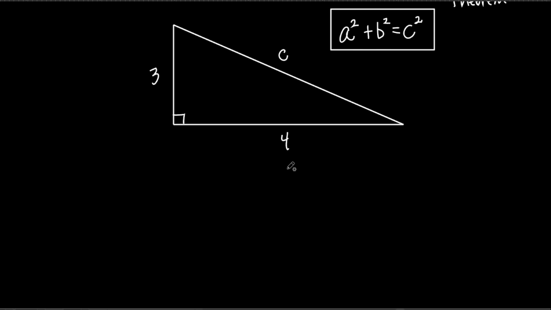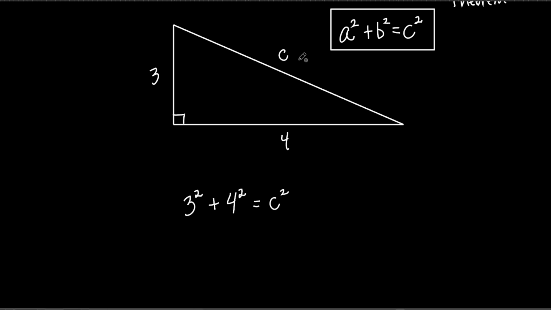Which one was the a on this one? The 3, okay? And it could have been the 4. It doesn't make any difference which one's which. It does make a difference which one the c is, okay? So the a was the 3. So what are we going to do? We're going to use this formula right here. So we're going to go 3 squared, because that's what the formula tells us to do. And then we're going to put a plus, and then we're going to take this b and square that. What is the b? It's 4, and we square that. And that should equal what? C squared, okay? Or the hypotenuse squared, okay?